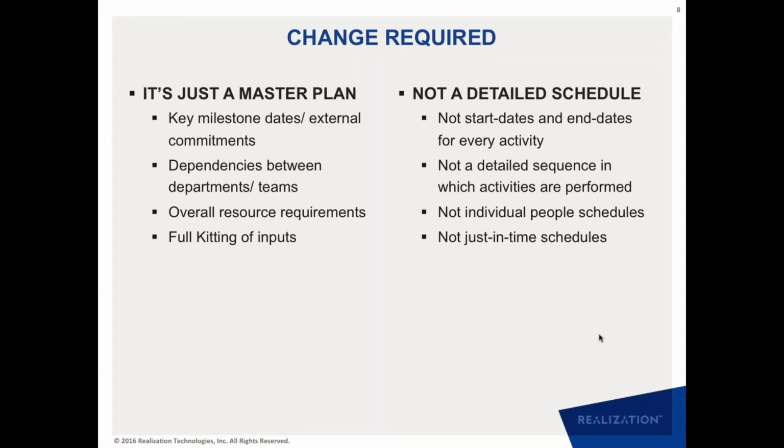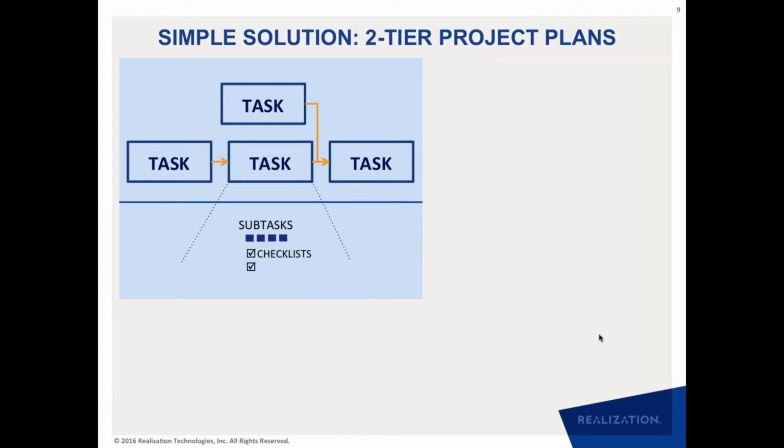And if we accept this change, the need for details does not go away. All we are saying is that from a planning perspective, the plan is just a master plan. Yes, you can capture all those details as long as the intention of those details is not to have a detailed schedule. The solution that we are proposing is actually quite straightforward and simple: the project plan should be a two-tier project plan, which means there is a set of tasks at the top, and beneath each task are subtasks and checklists.